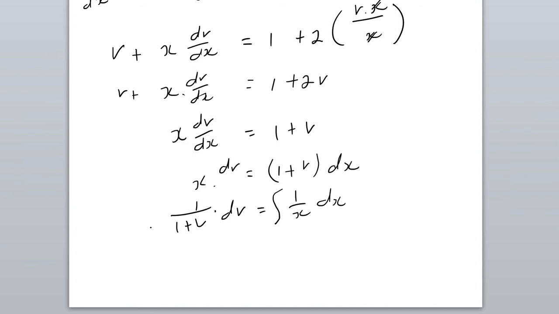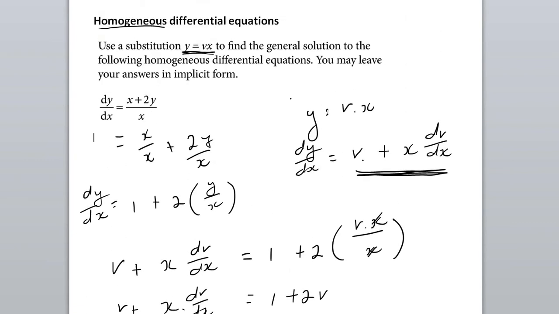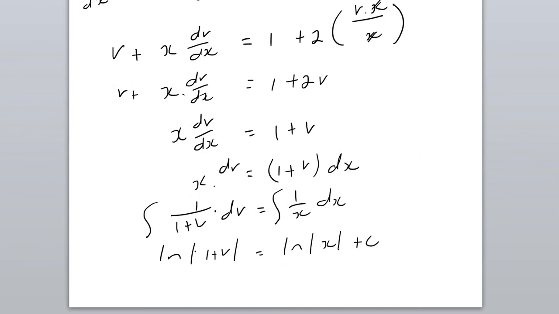And now I can take the integral of both sides, which will give me the natural log of 1 plus v is equal to the natural log of x plus c. And now I can just replace my v back. So remember, we had y is equal to v times x. If I want to make v the subject, then I can say v is equal to y over x. Now if I have this here, I can replace this down here at the bottom.